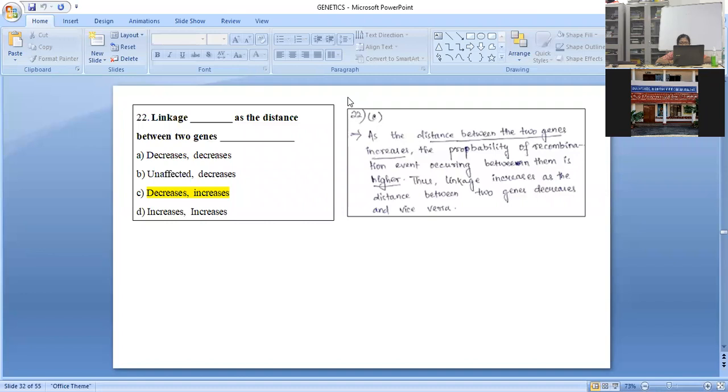As the distance between the two genes will increase, the probability of recombination will be higher, because as they are far apart during crossing over, there will be higher chances of recombination. If they are close together during crossing over, the chances of recombination will decrease. So the linkage decreases as the distance between the two genes increases.